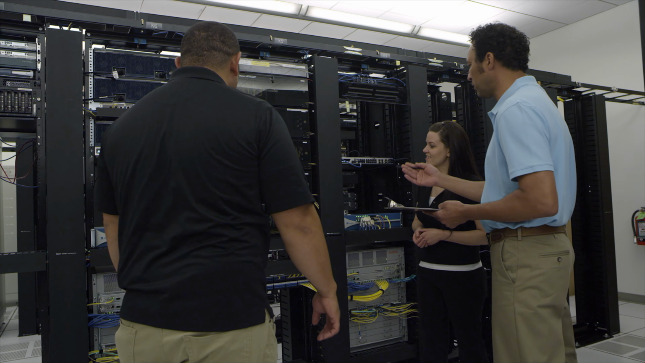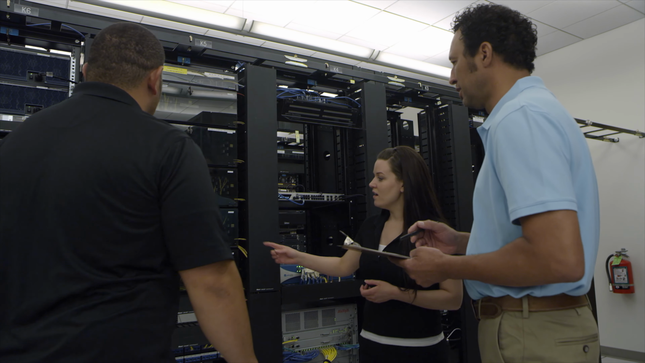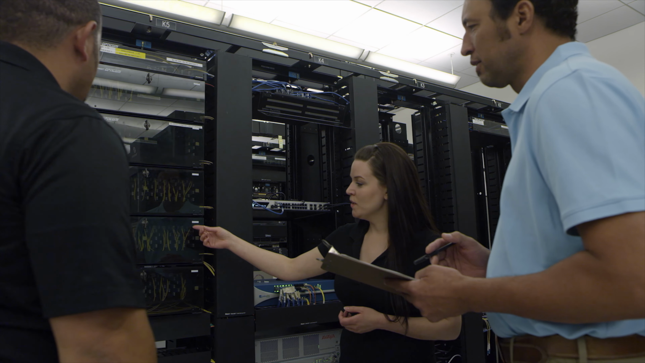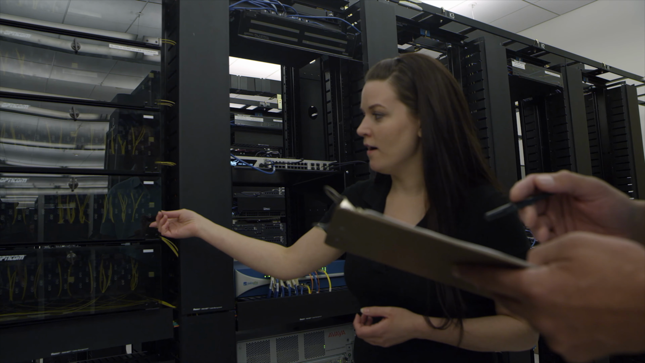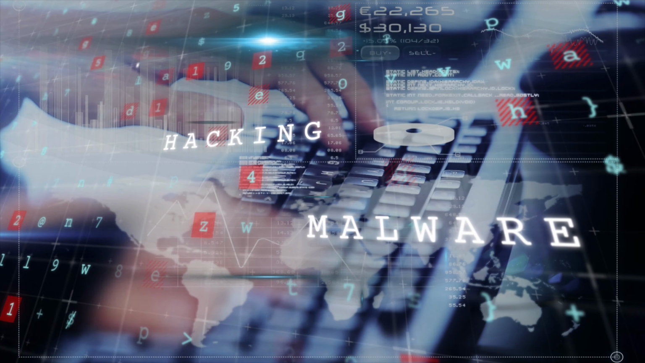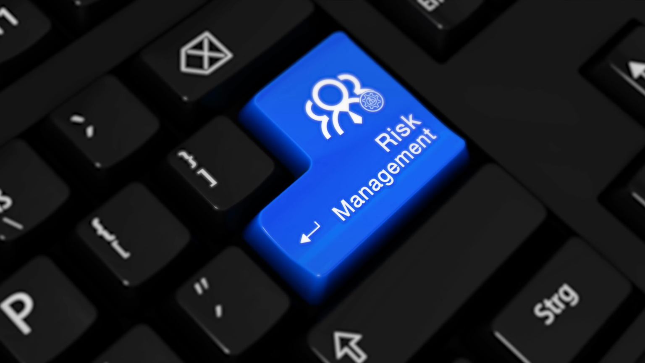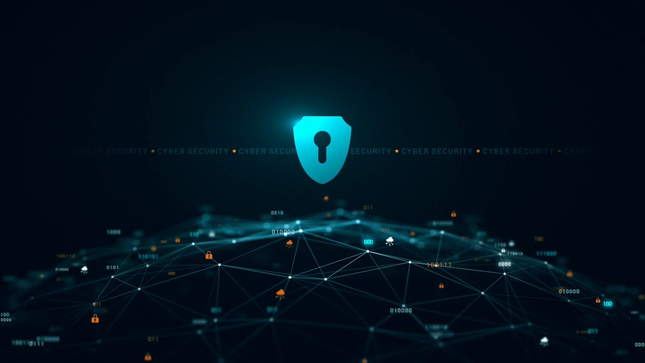The identify function involves understanding the organization's assets, threats, and vulnerabilities. It includes developing an inventory of all assets, including hardware, software, and data, and identifying potential vulnerabilities and threats to those assets. This function also involves understanding the organization's risk management strategy and how cybersecurity fits into that strategy.